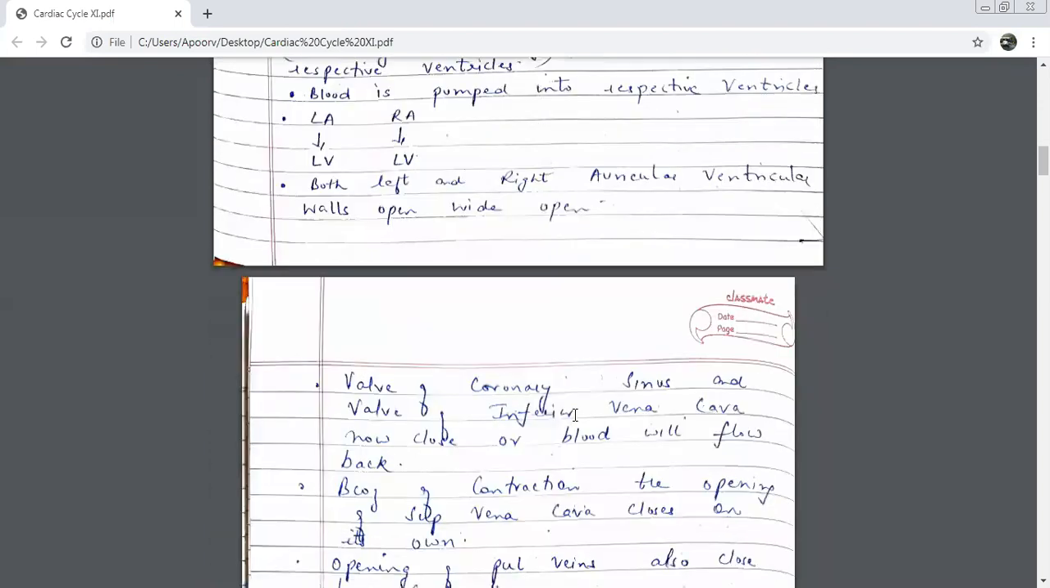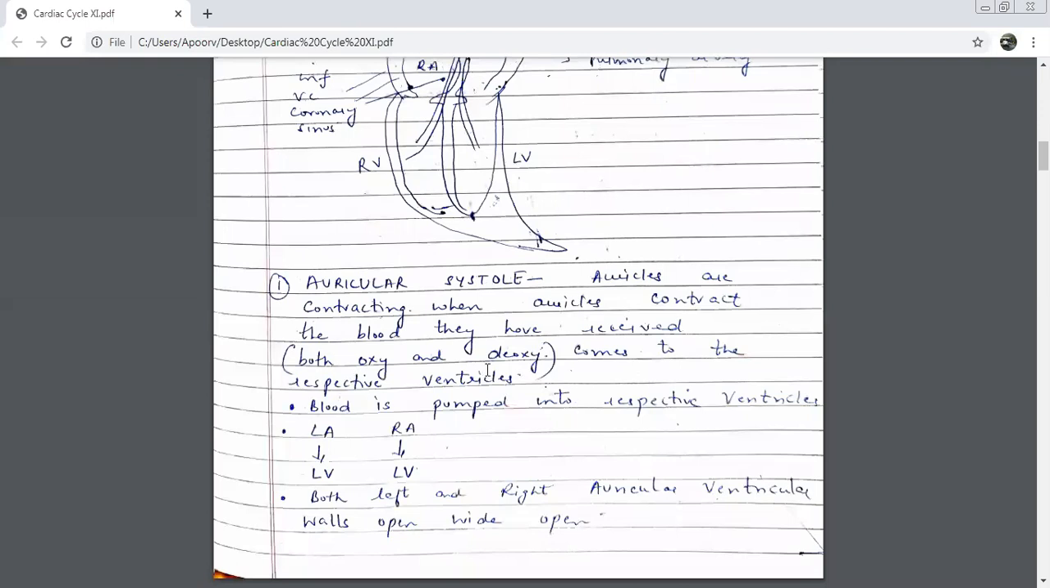I'm going to do the cardiac cycle in steps now. The first step is auricular systole. What does auricular systole mean? Just now I told you. Contraction of the auricles. So we are going to see, beta.